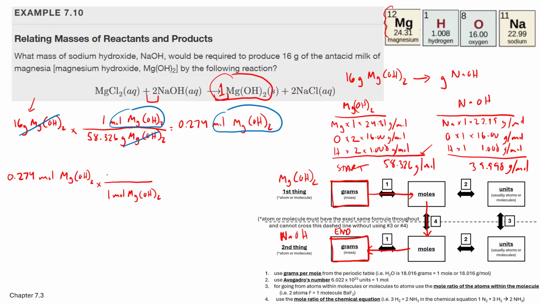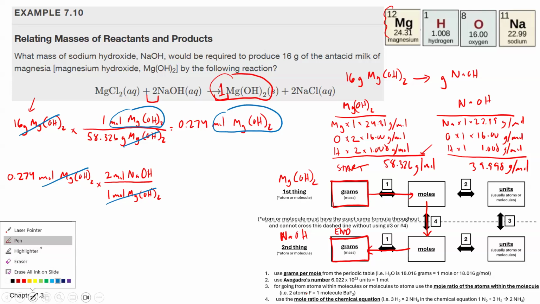Up top is going to be the 2 moles of sodium hydroxide. All right, let's look at what cancels out. Moles of magnesium hydroxide cancel out. Actually, I'll do this one in 3 steps. Next one, I'll just do one long equation and we can see how that works for us.